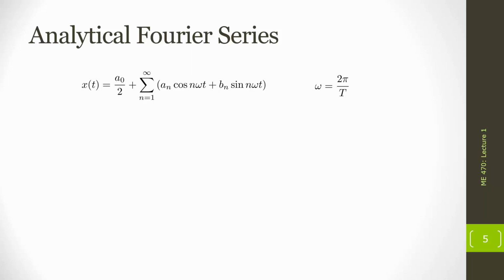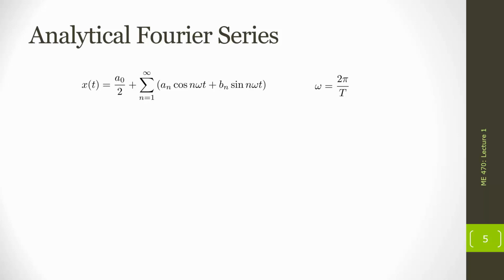On the right-hand side, inside that summation, the pieces here are an infinite number of cosine terms, each one with its own coefficient, this a sub n, and then adding to that an infinite number of sine terms, each one with its own coefficient, b sub n. So notice what we're doing here. We have n equals 1 to infinity. n is only going to be taking integer values.